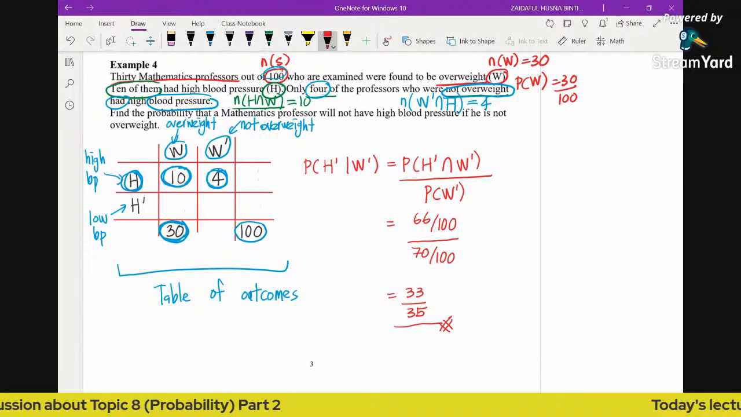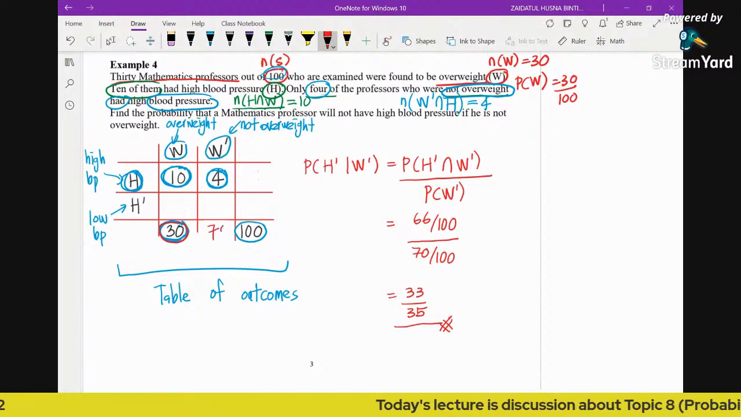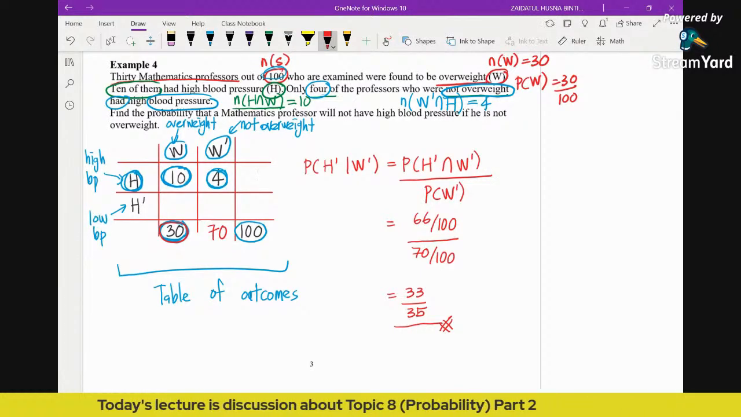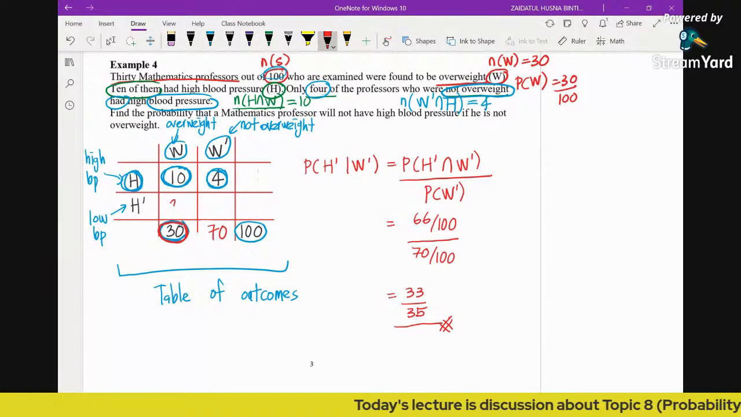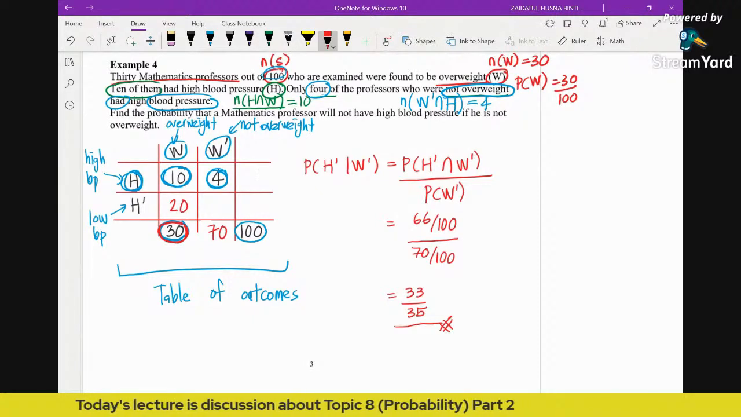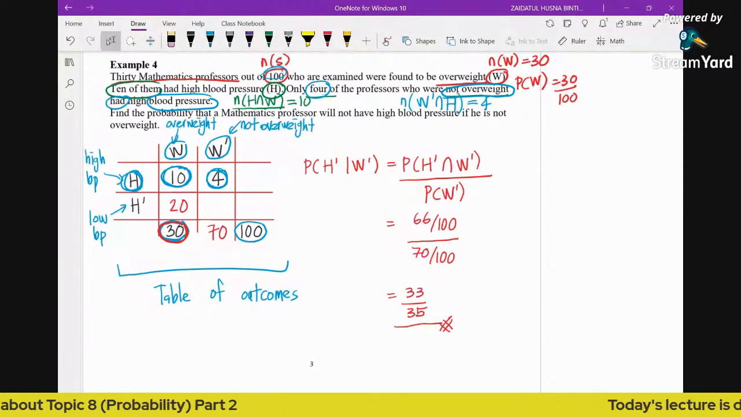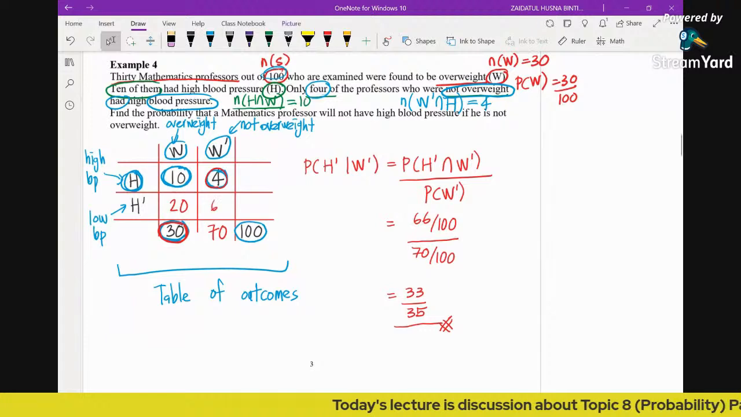Now you see, out of 100, we have 30 overweight, right? So for sure the rest will not be overweight. 70, because out of 100, if 30 are overweight, then we know 70 are not overweight. Then out of those 30, 10 have high blood pressure. So we know for sure there are 20 of them who are overweight but not having high blood pressure. Then out of 70 here, 4 have high blood pressure. So 70 minus 4 will give you 66.